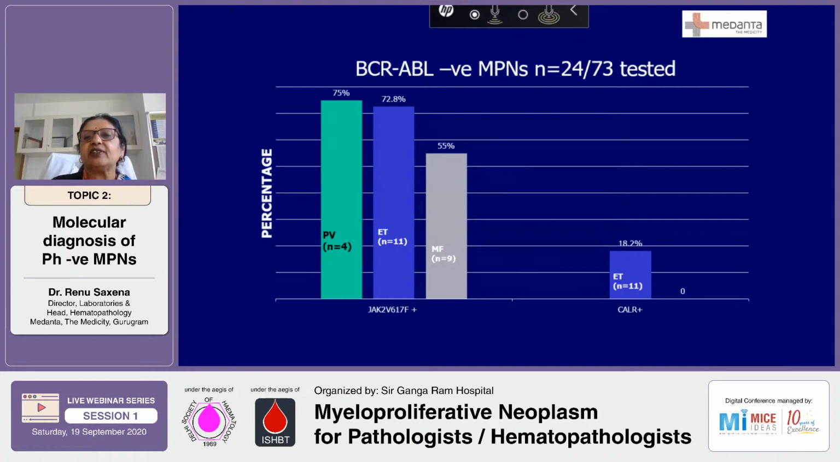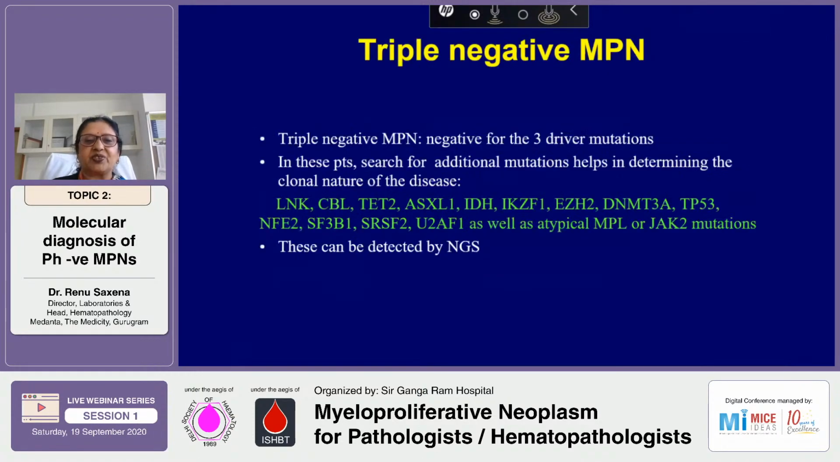So this is the data that we got in Medanta. We had again JAK mutation found in PV of 75%, 72% in ET, and about 50% in MF. CALR we found in as much as 18% of ET, and we had a similar percentage at AIIMS.